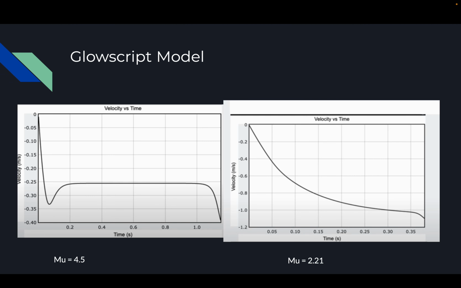As you can see, the graph on the right is the graph of velocity as a function of time using my mu value from lab 2. This was not the graph that I expected, and the time was much lower for it to fall through the tube than it had been experimentally. And so after playing around with the values a little bit, I came to a new value of 4.5, which created a much more accurate graph.